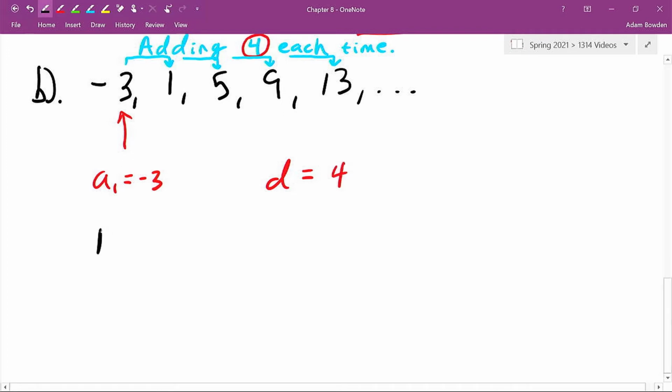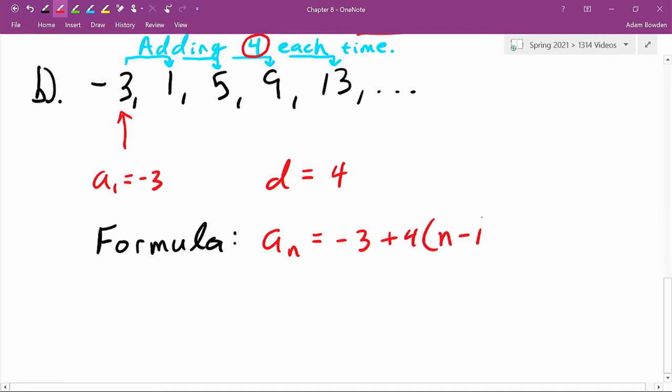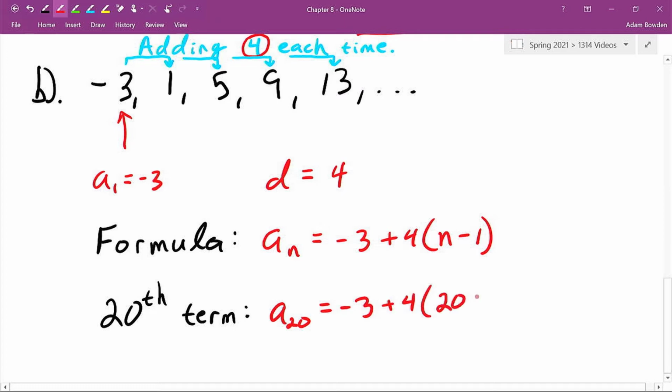So the formula for the nth term of the sequence would go a_n is equal to negative 3 plus 4 times n minus 1. And the 20th term of the sequence would be a_20, which would be negative 3 plus 4 times 20 minus 1. And overall, that's equal to 73.